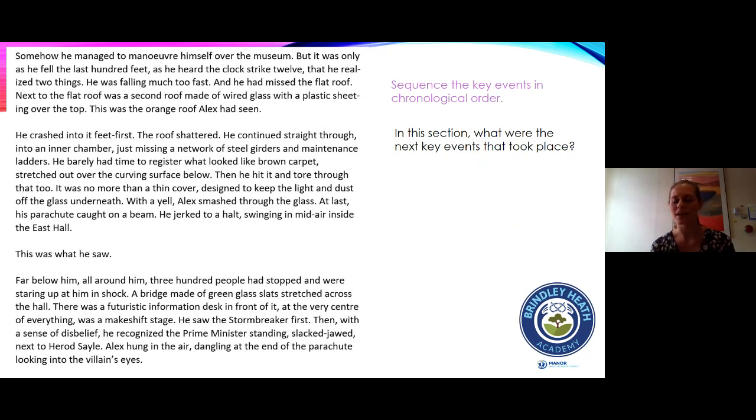I want you now to pick out the key events, and there's about 4. Okay, and put them in chronological order from beginning to end. I'll give you a couple of minutes and then I'll share with you mine.